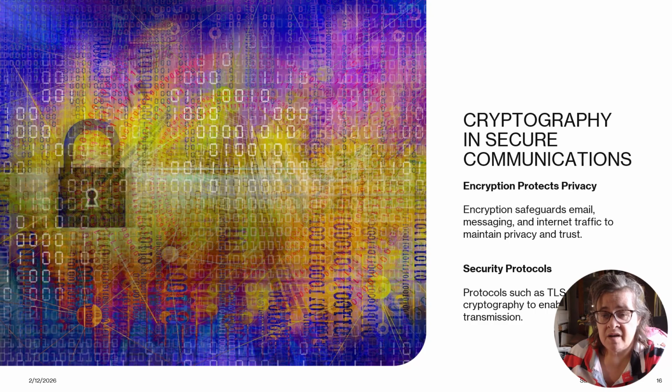Encryption protects email, messaging, and internet traffic, ensuring privacy and trust. Protocols like TLS and VPN rely on cryptography for secure transmission of data. So TLS is transport layer security, and VPN is virtual private network, obviously. And there are others. HTTPS, file transfer protocol FTPS secure, or SFTP. There are all sorts of others that you want to use, quite honestly, that would help with security as well.